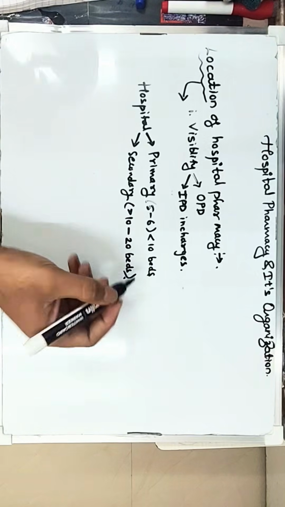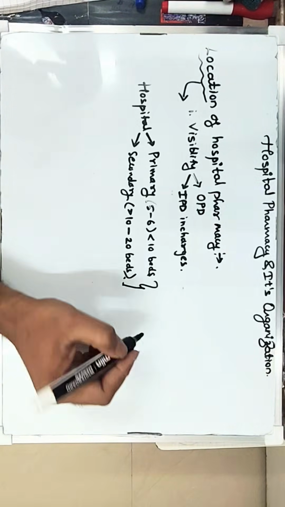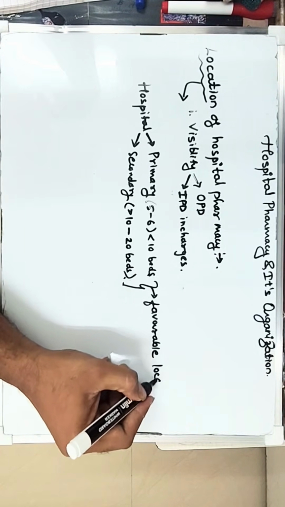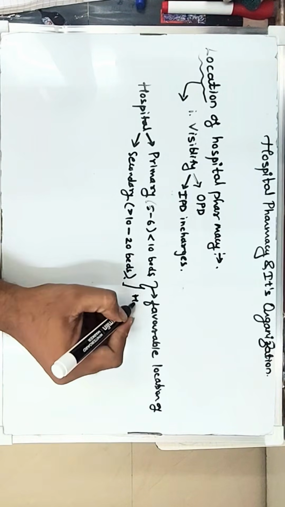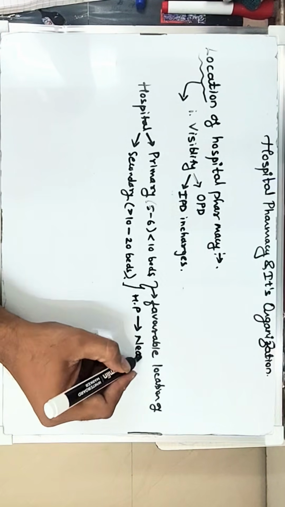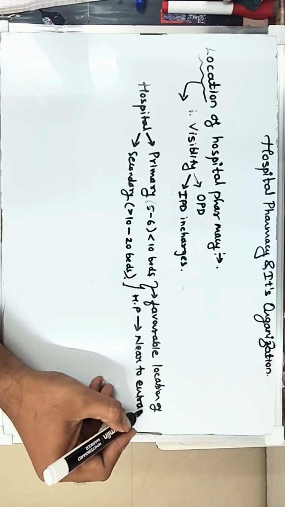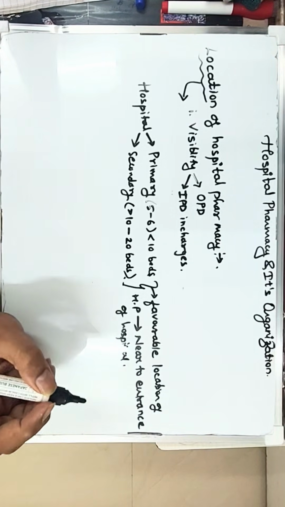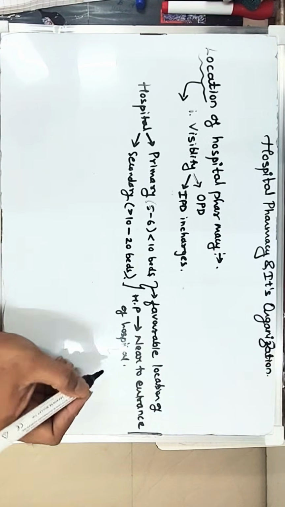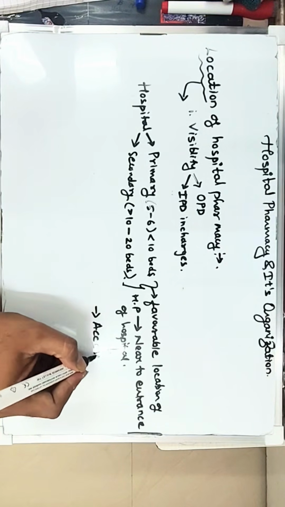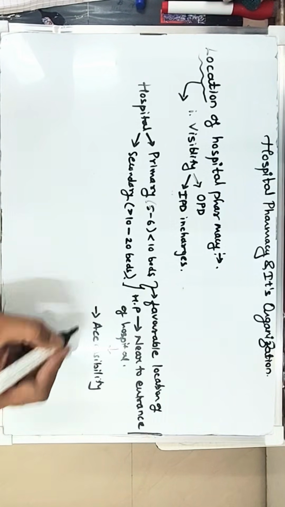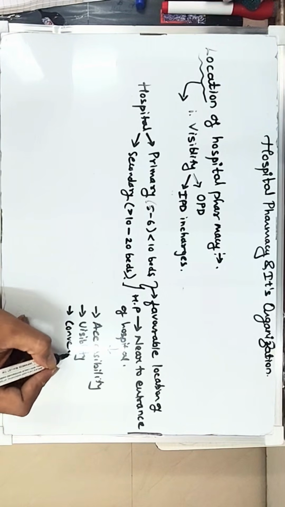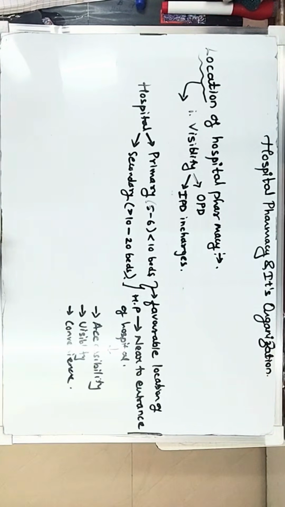Okay, so if this type of hospitals are there, then the favorable location of hospital pharmacy will be near to the entrance of hospital. Near to the entrance of hospital. Okay, why near to the entrance of hospital? It is because of easy accessibility, more visibility, and convenience to the serving population.